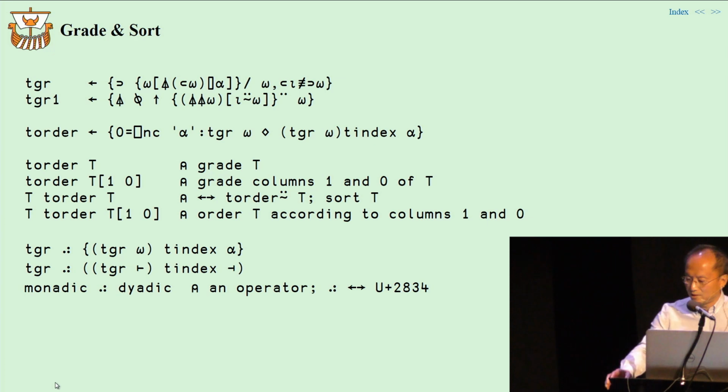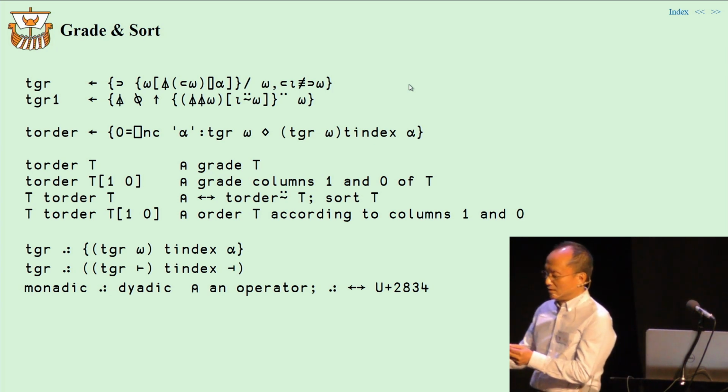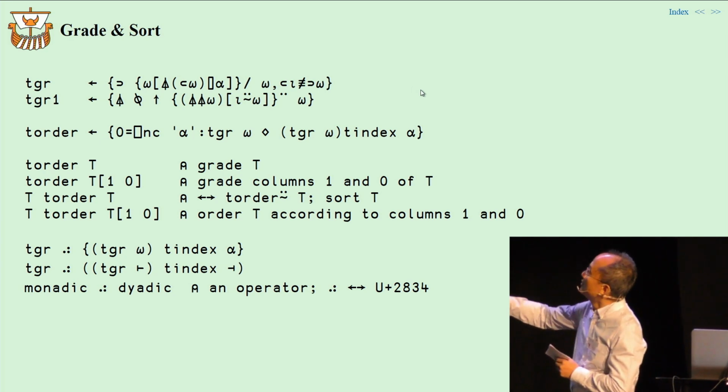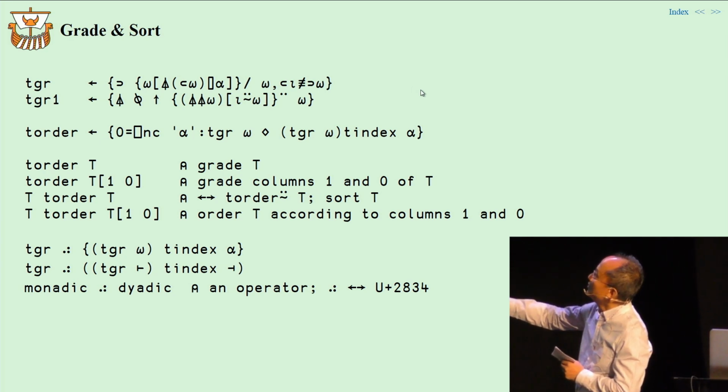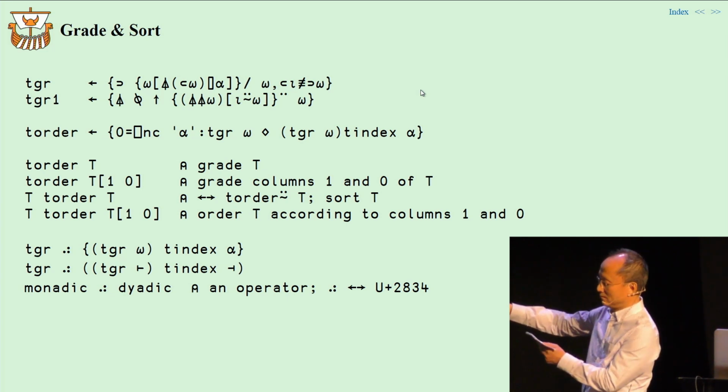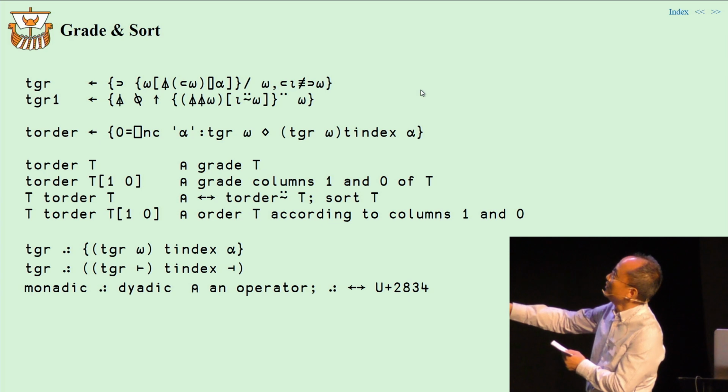Now, grade and sort. One way to find grade is as follows. You start with the identity permutation, and then you proceed from right to left. That's what that slash is doing.